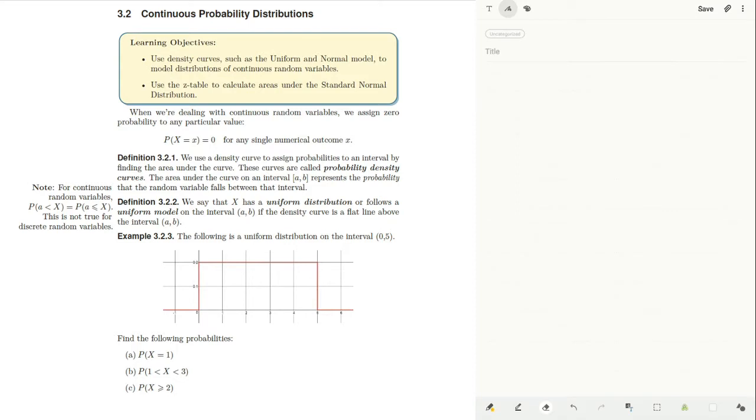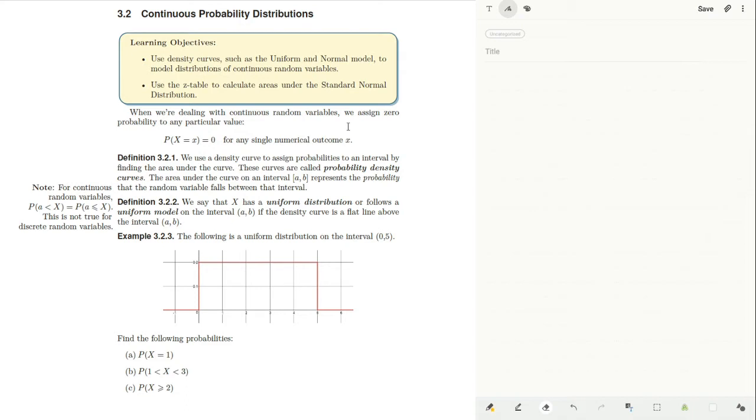In this video we're going to talk about continuous probability distributions. When we're working with continuous random variables, we need to assign zero probability to any particular value. So this means that the probability of X equals lowercase x is equal to 0 for any single numerical outcome x. We will use density curves to assign probabilities to an interval by finding the area under the density curve.